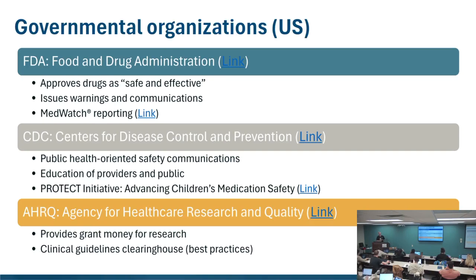The last one here is AHRQ, the Agency for Healthcare Research and Quality. It is part of the Department of Health and Human Services, and its main role is providing grant money for research. It takes money from Congress, solicits grant applications, evaluates them, and then decides how to distribute that money based on priorities. As a product of that, it reports those results out. If you get grant money from AHRQ, you report your results back, and those become available on the website.